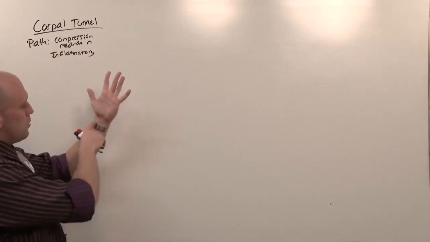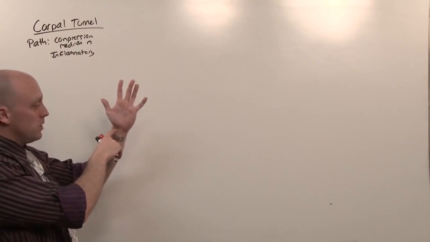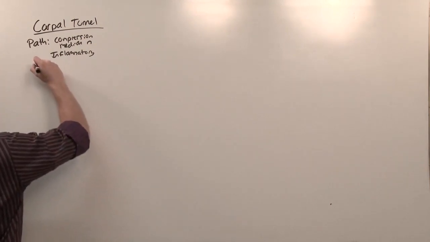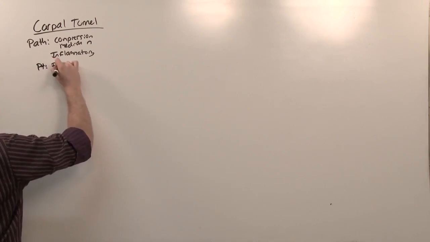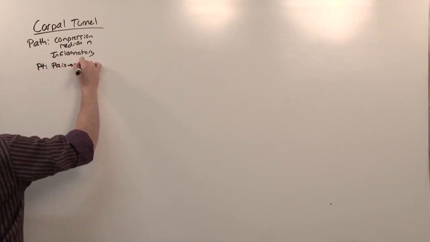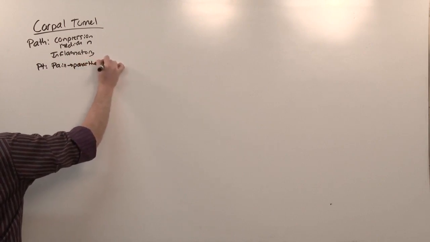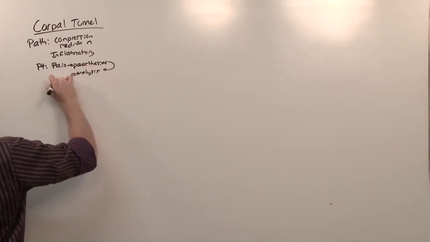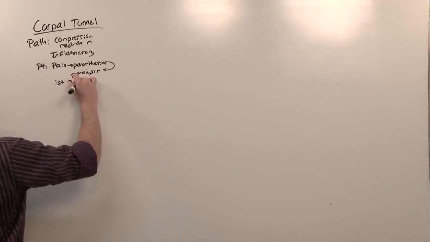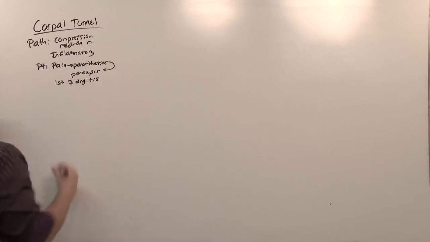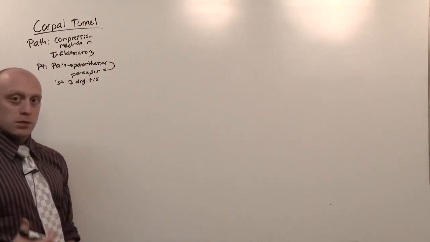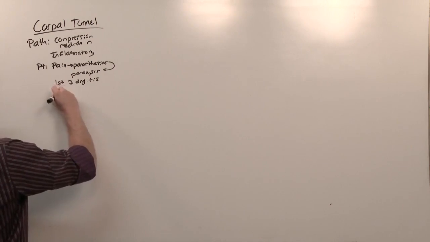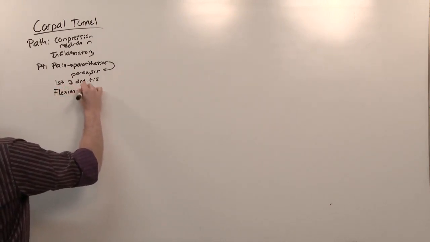If you've got compression of the median nerve in the carpal tunnel, you're going to have impacted the first 3 digits. And the patient usually complains of pain. And pain will progress to paresthesias. And if you let it go on long enough, paresthesias end up with paralysis. This happens in the first 3 digits. And you can elicit this with physical exam maneuvers. If you put the person into purposeful flexion, you will make the symptoms worse.